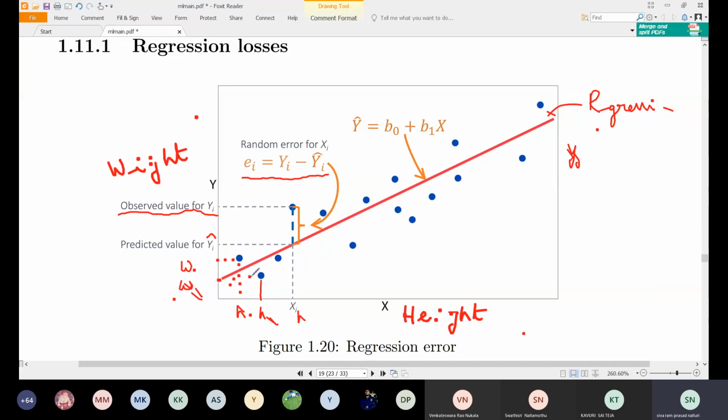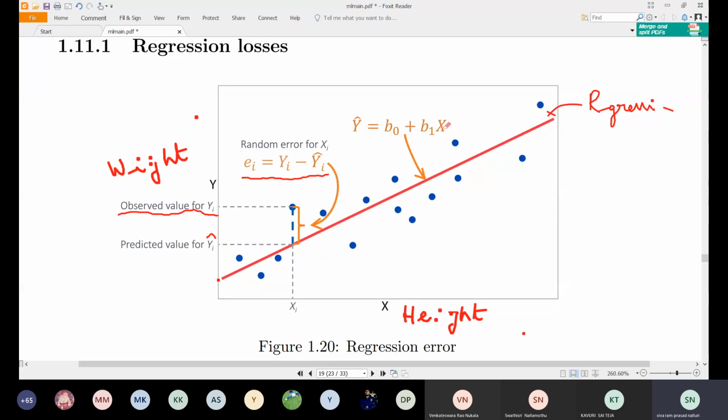Similarly, how many examples have we considered here? In all, how many examples have we considered for training purposes, to find out this regression line? 1, 2, 3, 4, 5, 6, 7, 8, 9, 10, 11, 12, 13, 14, 15. So in all, 15 examples have been considered in the training set to come up with this regression line, whose equation is y cap is equal to w naught plus w1 into x.